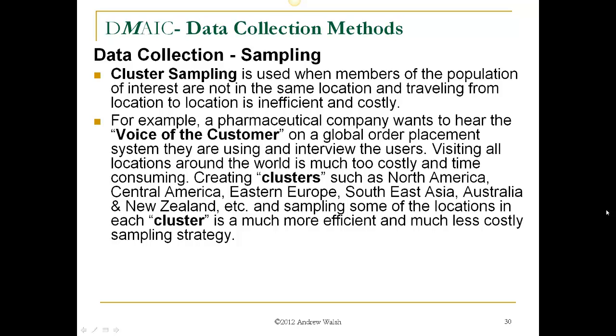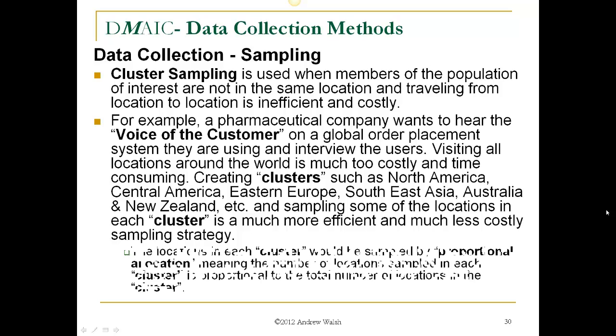So you might consider creating clusters, such as North America, Central America, Eastern Europe, Southeast Asia, Australia, New Zealand, etc., and sampling some of the locations in each cluster is a much more efficient and much less costly sampling strategy. However, the locations in each cluster would need to be sampled by what's called proportional allocation, meaning the number of locations sampled in each cluster would be proportional to the total number of locations in the cluster. So one cluster, maybe Australia and New Zealand, only has 10 locations, but in North America there's 500 or something like that. So obviously you're going to sample fewer in Australia and New Zealand and much more in North America.